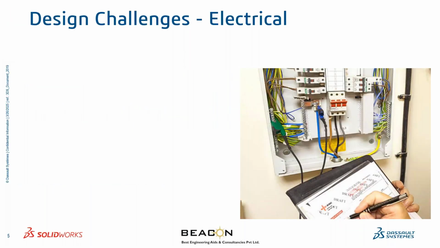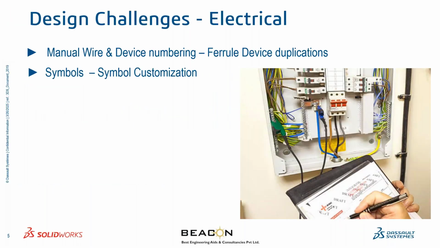You can see what design challenges we are facing in an electrical scenario. It doesn't matter which type of design. It could be harness, it could be cabling, it could be wiring. In all three of these, manual wire or device numbering will be a problem, because you're doing all of this manually. So there is a chance for ferrule duplications. Again, as a human, you are going to make mistakes, but how well can you take those mistakes and correct them? How quickly can you identify those errors and fix them? All of that matters.